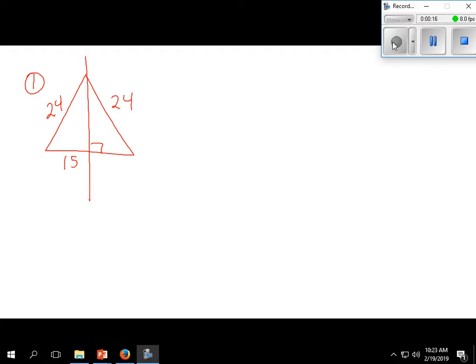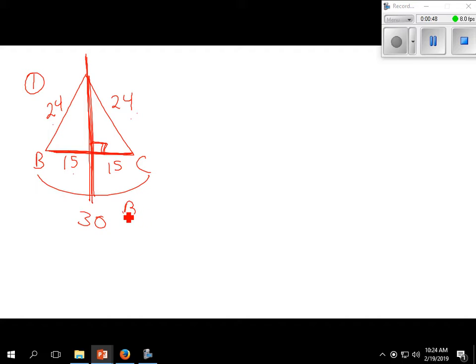Number one, they tell us that this segment is 24, this segment's 24. This is a right angle. They want us to find the length of segment BC down here. Well, if these two are both 24, then that means this, with that being a right angle, has to be the perpendicular bisector of segment BC. Well, if it's the perpendicular bisector, then this segment's 15. That means this part's got to be 15. They want the whole thing, which is 30, and that would be answer B.